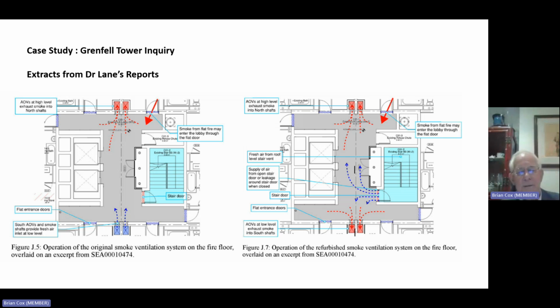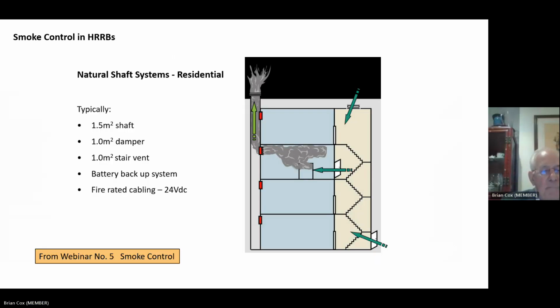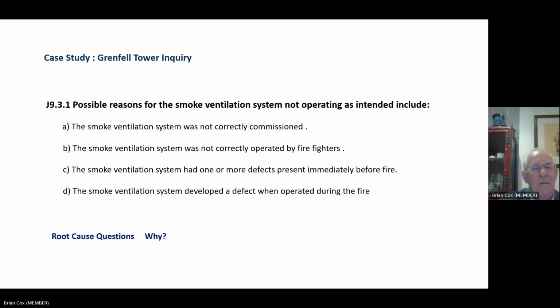And on the right shows the modified system. So in this case, in the plan view, we have smoke extract at both the top and bottom of the diagram, and then fresh air coming from the stairs, the common area, to reventilate the lobby. This is just to remind you that in webinar number 5 on smoke control, this shows an actual shaft system.